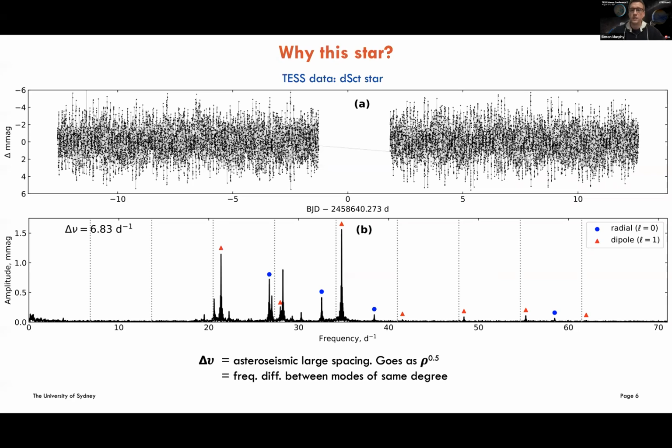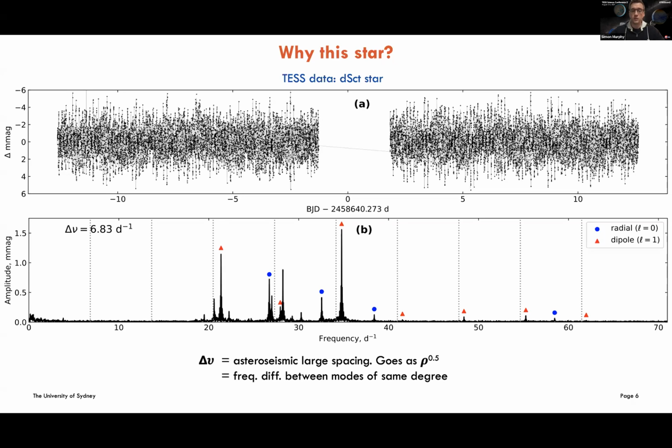The top panel here is the TESS light curve at 2-minute cadence for this star. It's a delta Scuti star, so it's pulsating. It has a mass of about 1.7 solar masses. And the bottom panel is the Fourier transform of that TESS light curve.